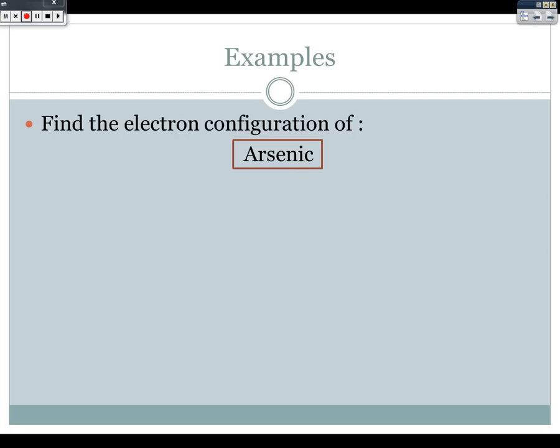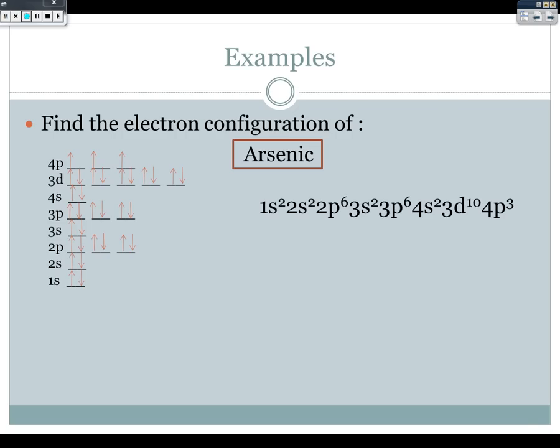Alright, so I want you guys now to find the electron configuration of arsenic, and then check in with me. Okay, so arsenic has, oh, I can't see it, it's got a glare. Arsenic has 33 electrons to take care of. So those all fill in like that. Those are only 33 electrons. And so if I write out its electron configuration, I get 1s2, 2s2, 2p6, 3s2, 3p6, 4s2, 3d10, and 4p3.